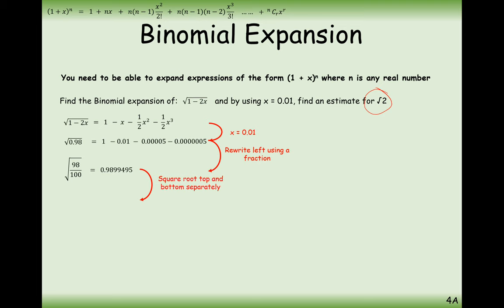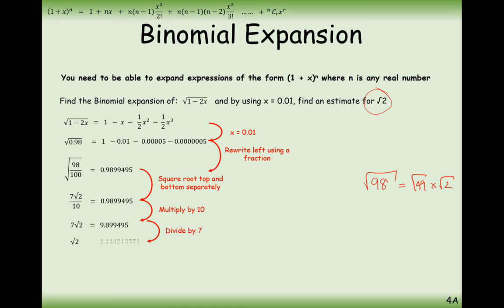Well, we'll have to do a little bit of rearranging. Let's change the top of this fraction. So this is going to be 7 root 2 now. Remember, the square root of 98 can be split up into the square root of 49 times the square root of 2. So the square root of 49 is 7, and root 2 has to stay there. And this will be over 10 equals the right-hand side. Now we can times by 10 and divide by 7, and that will give us the square root of 2. Dividing by 7, we get 1.41421357, which is very, very close to the actual value of the square root of 2.